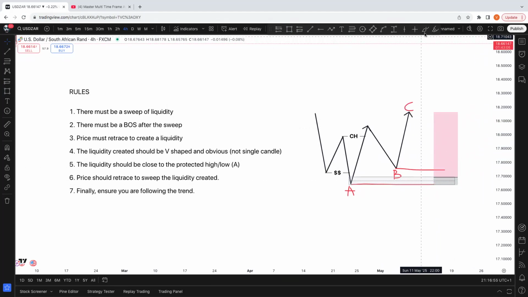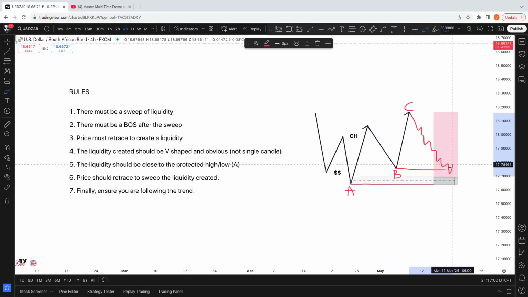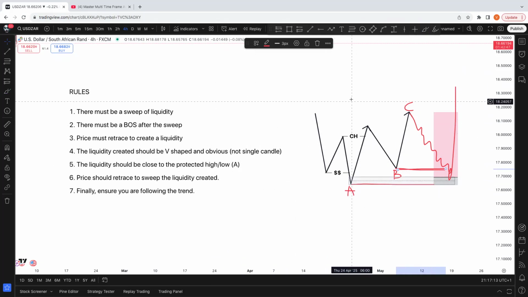And so what is our anticipation? That price is going to come down here, price is going to do something like this, and then eventually takes out this low, and then boom, takes out this liquidity, and then boom to the upside. So this is our trend.